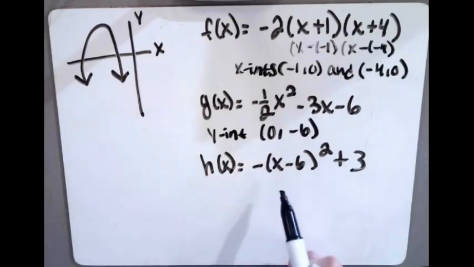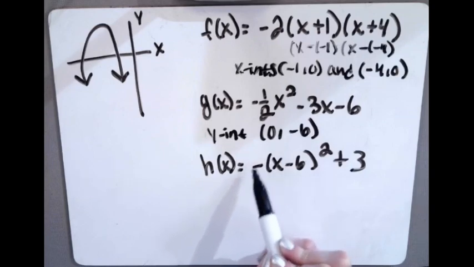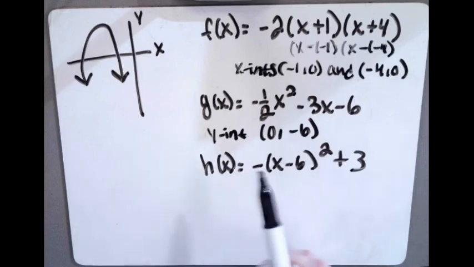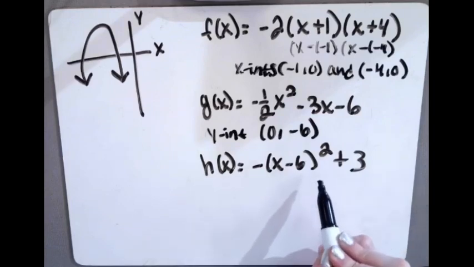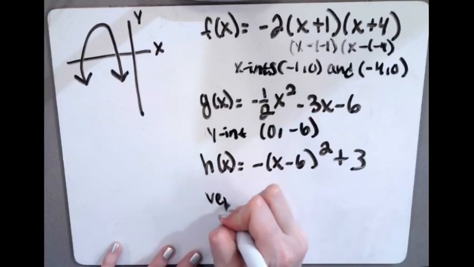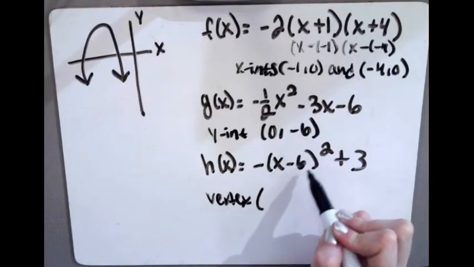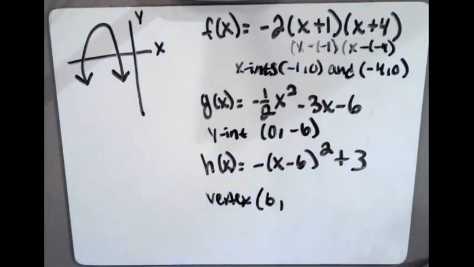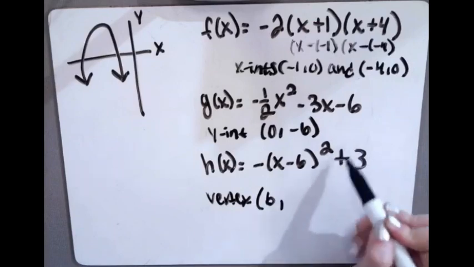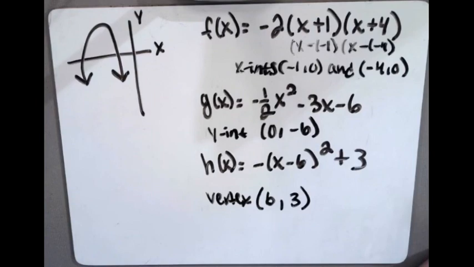Lastly, we're going to look at h of x, our vertex form equation. This also has a negative a value in the front. It's a negative 1. So h of x definitely opens down. And in vertex form, we can see the vertex. Remember, the x-coordinate of the vertex is whatever is being subtracted in parentheses. So 6 is being subtracted in parentheses. And the y-coordinate is whatever is being added at the end. So 3 is being added at the end. Let's see if this graph could have a vertex of (6, 3).